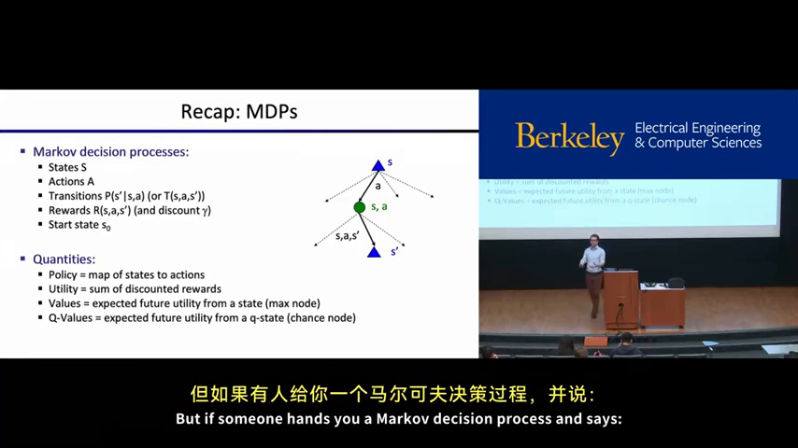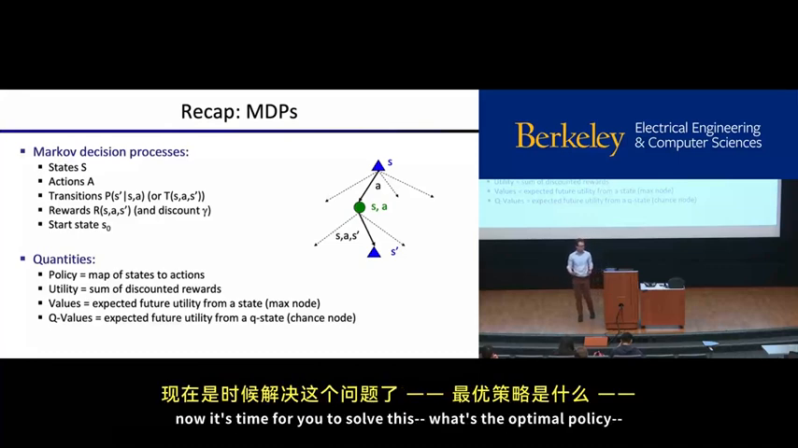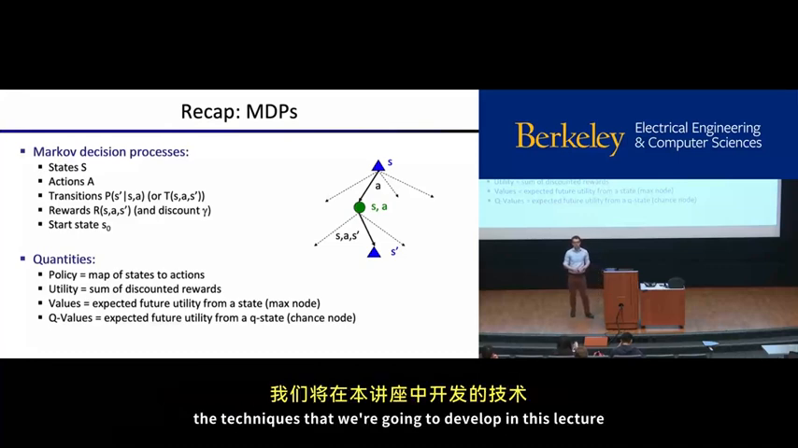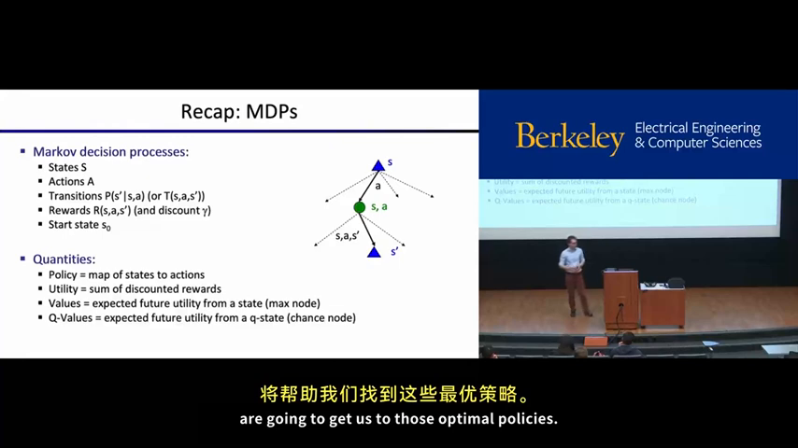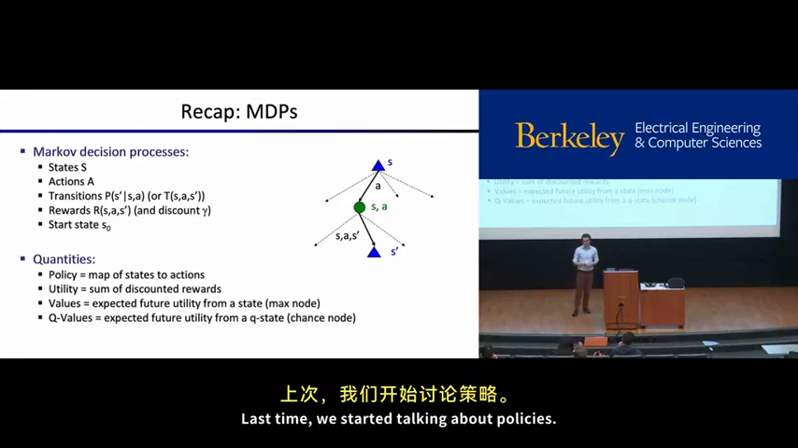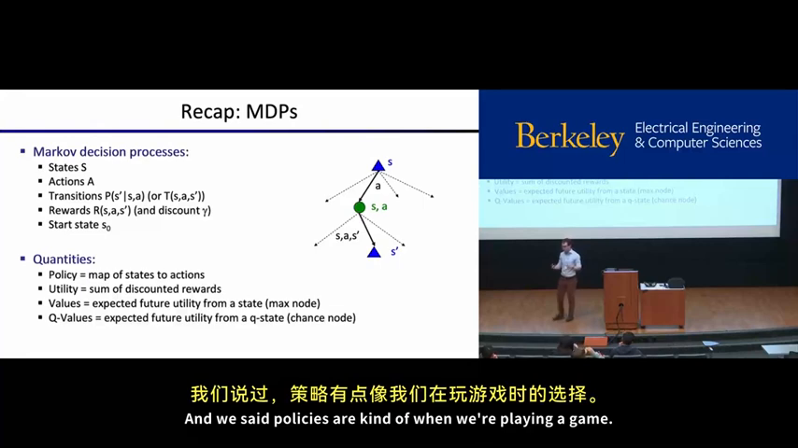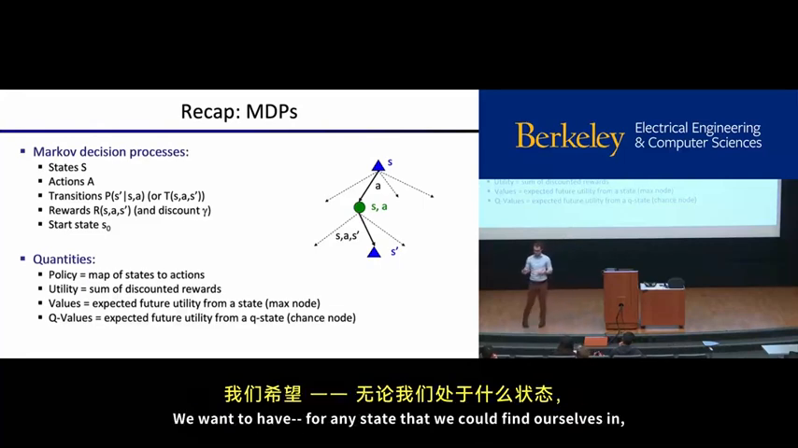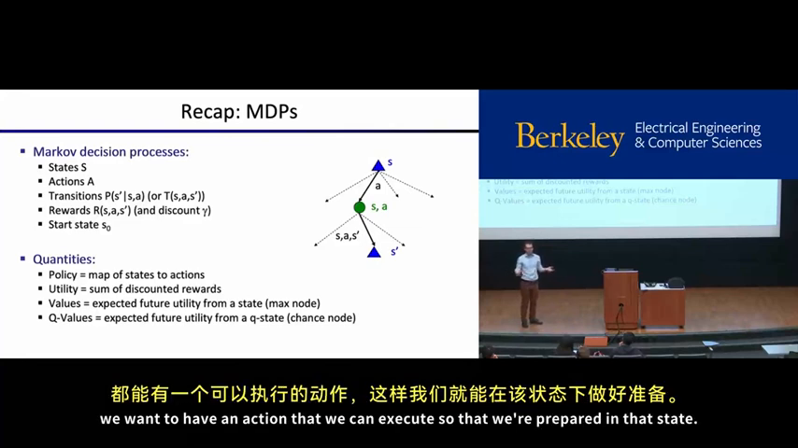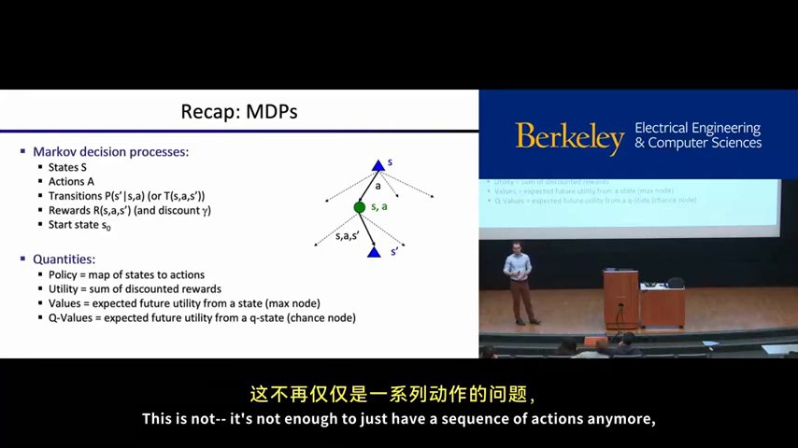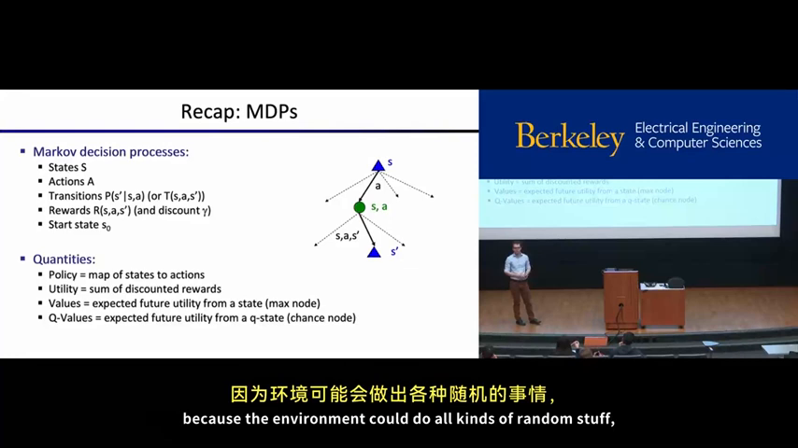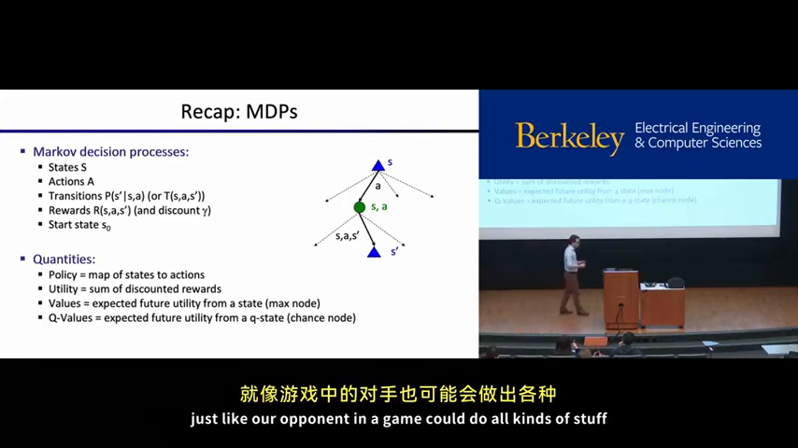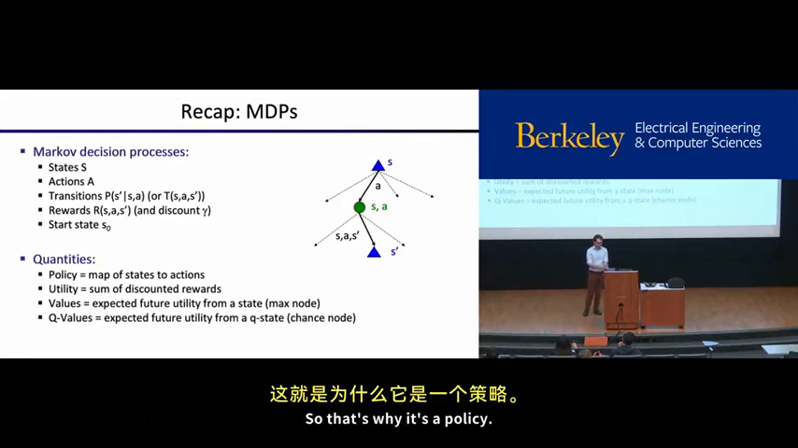But if someone hands you a Markov decision process and says, okay, now it's time for you to solve this, what's the optimal policy? The techniques that we're going to develop in this lecture are going to get us to those optimal policies. Last time we started talking about policies, and we said policies are kind of like when we're playing a game. For any state that we could find ourselves in, we want to have an action that we can execute so that we're prepared in that state. It's not enough to just have a sequence of actions anymore, because the environment could do all kinds of random stuff. Just like our opponent in a game could do all kinds of stuff that we're not expecting also. So that's why it's a policy.